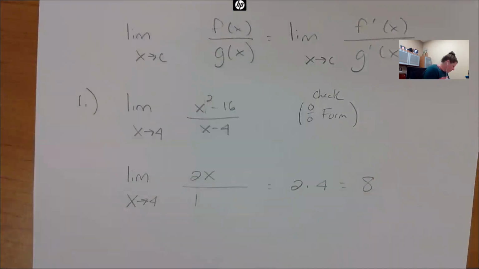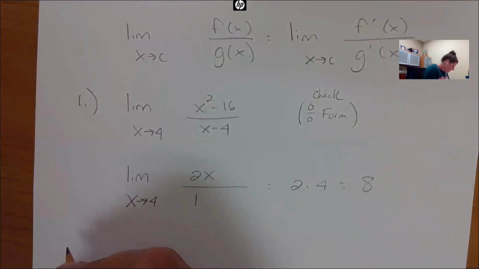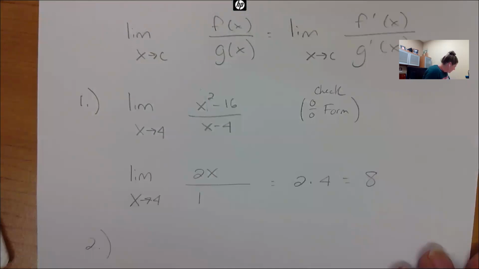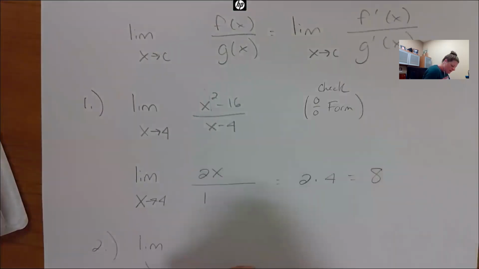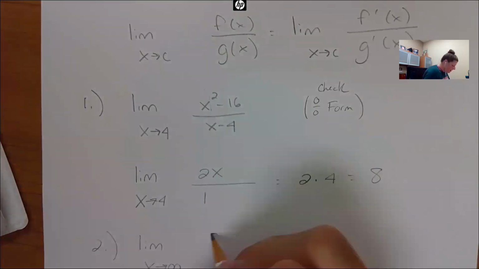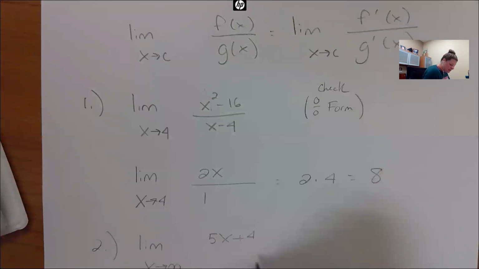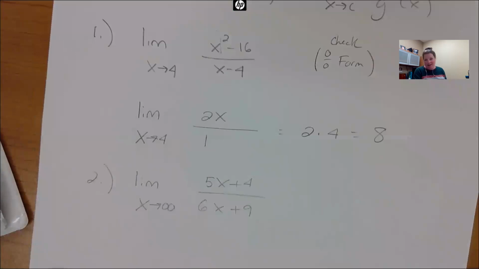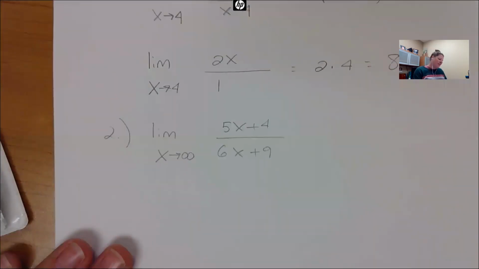All right, let's look at a harder one. That one's not really that hard. I was like, nah, we want a harder one. Let's do one that's in this form. So let's do the limit as x approaches infinity of 5x plus 4 over 6x plus 9. Now, these are the ones that I was saying I don't think we did a lot of in the homework, because we needed to learn the derivative to be able to do some of these.